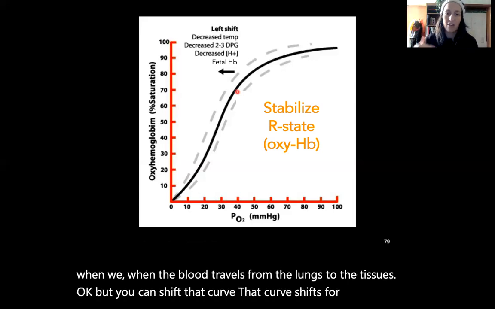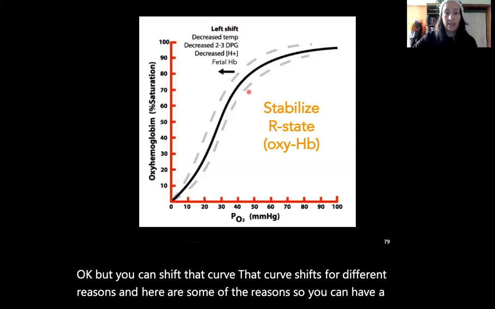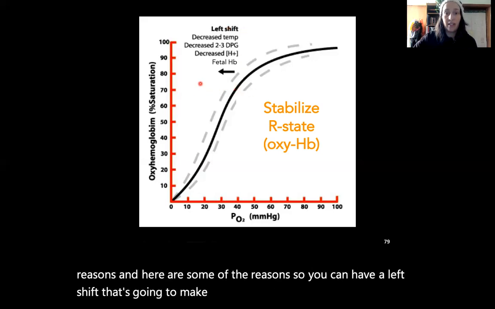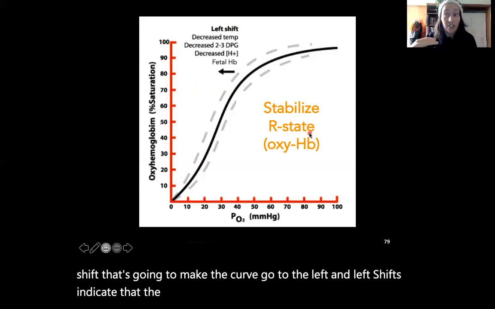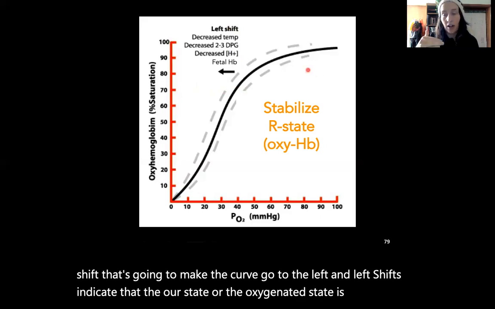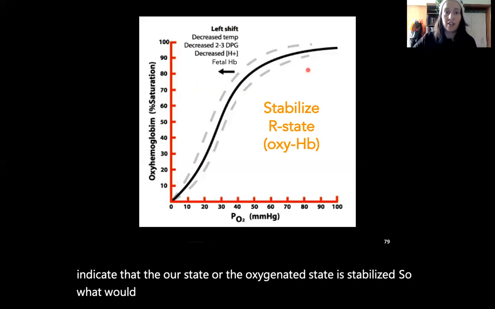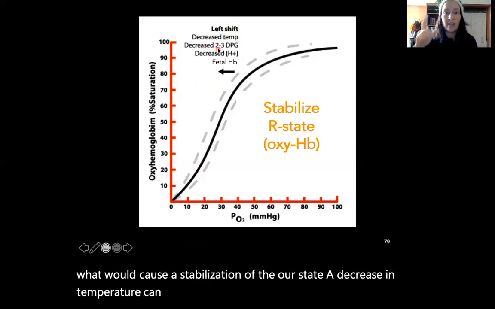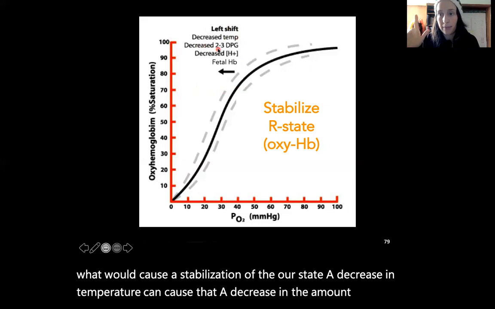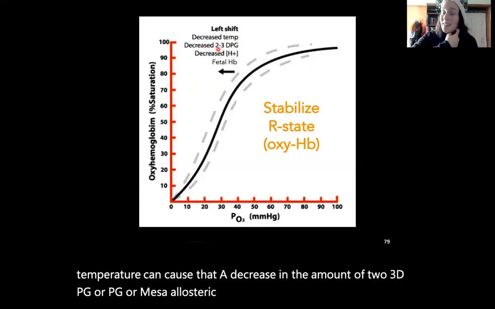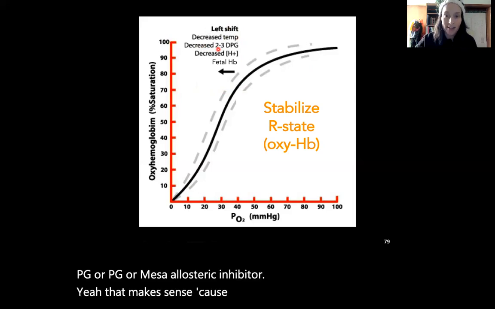And here are some of the reasons. So you can have a left shift. That's going to make the curve go to the left. And left shifts indicate that the R state, or the oxygenated state, is stabilized. Okay. So what would cause a stabilization of the R state? A decrease in temperature can cause that. A decrease in the amount of 2,3-DPG or BPG. Remember, that's the allosteric inhibitor. Well, that makes sense because the allosteric inhibitor stabilizes the T state.